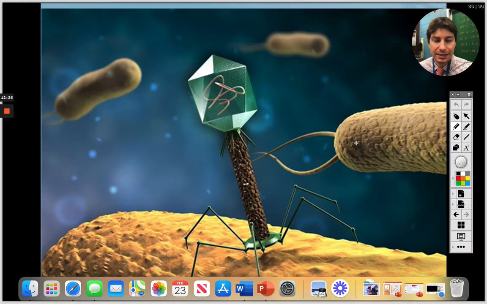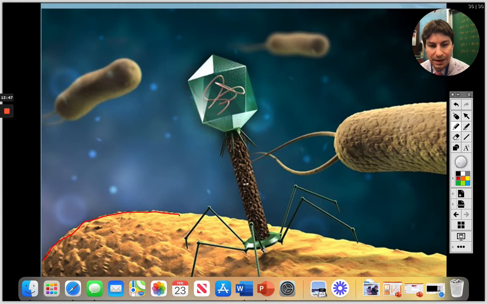So it doesn't have a cell membrane. It doesn't have organelles. It doesn't have the characteristics of life, which is why we don't consider viruses to be living. Now, this right here, guys, this thing, this is a cell. To be more specific, this is a bacterial cell.